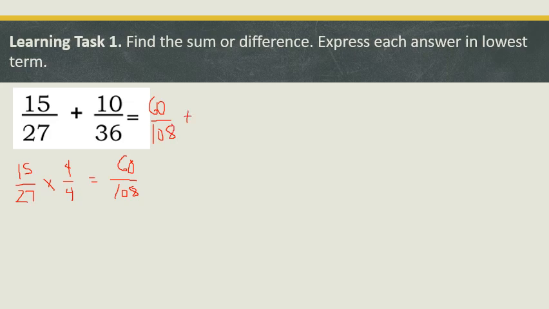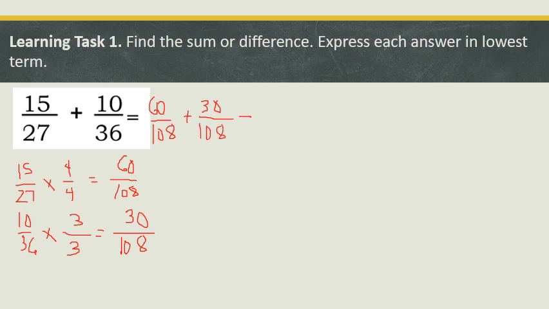So, plus. So, yung 10 over 36 naman po, ano po ang pwedeng i-multiply para maging 108? So, 36 ay pwedeng i-multiply sa 3. So, ang 10 times 3 ay 30. Okay, so kaya yung 10 over 36 ay magiging 30 over 108.